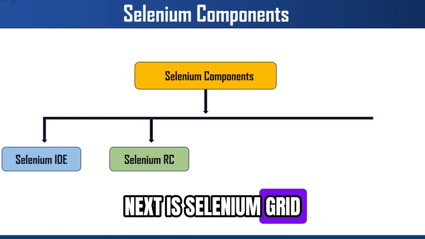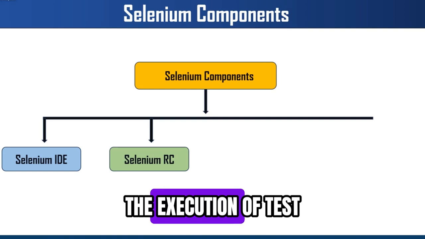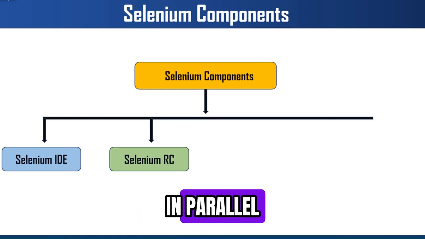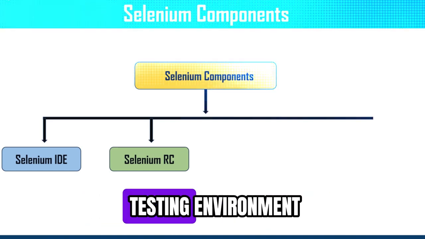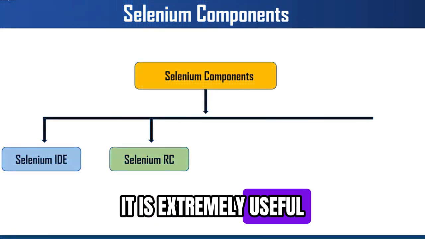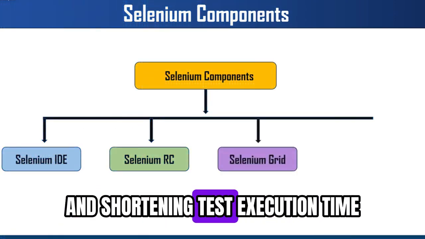Next is Selenium Grid. Grid enables the execution of test scripts on multiple machines in parallel, resulting in a distributed testing environment. It is extremely useful for cross-browser testing and shortening test execution time.